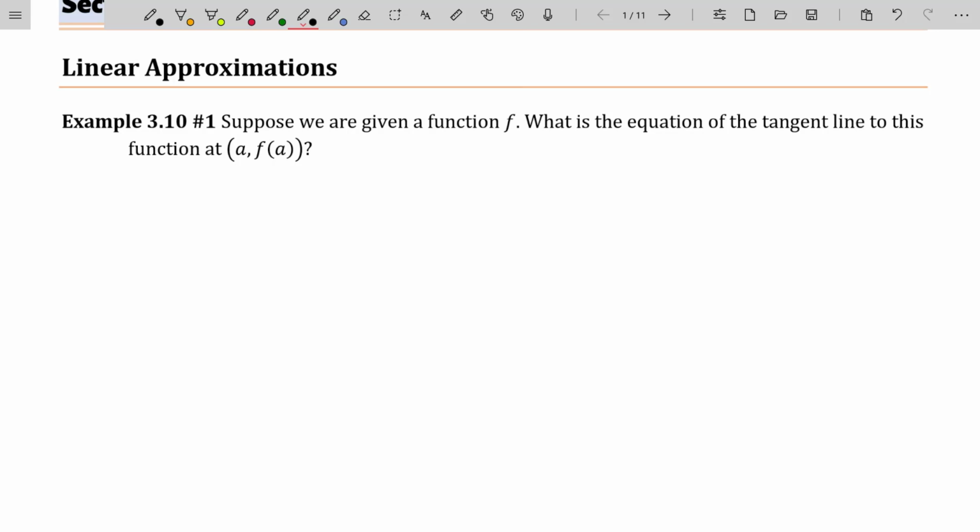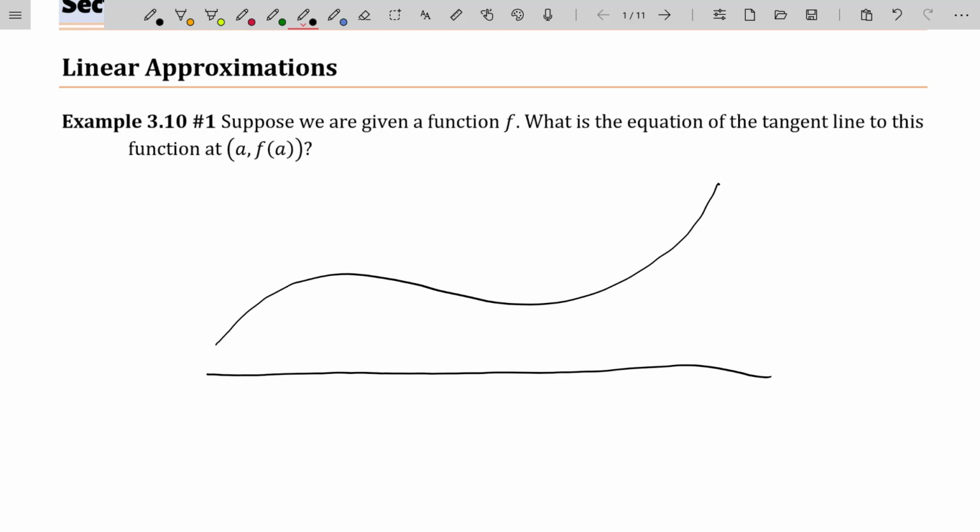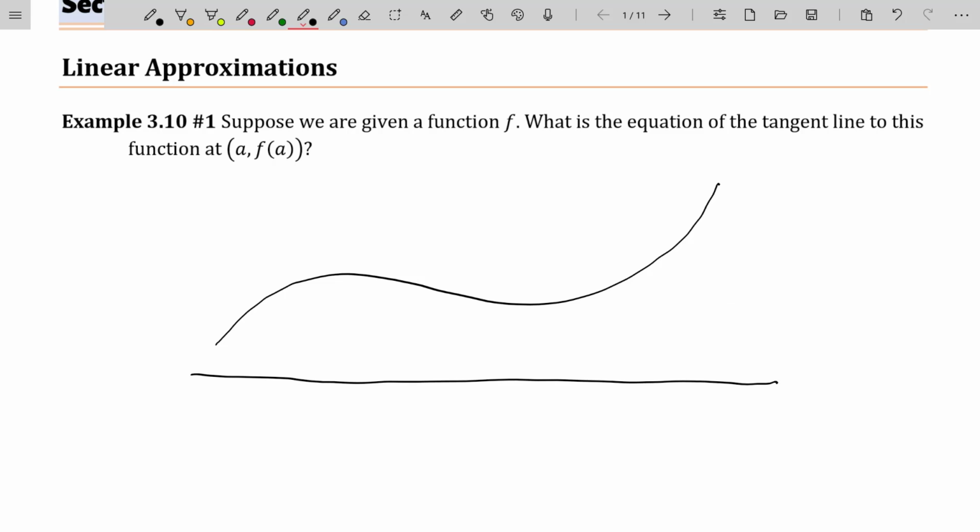I didn't tell you what the function was, so I'm going to go ahead and graph out some random function, with a terrible x-axis, by the way. I apologize about that. And let's pretend as though this value right here is a. So therefore, the point is a comma f at a.